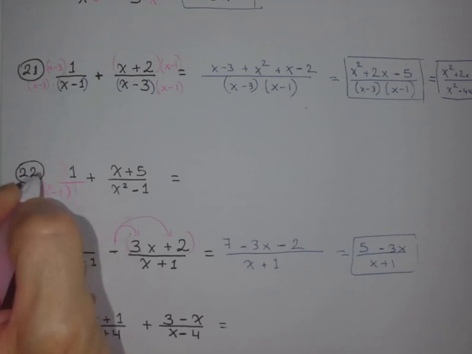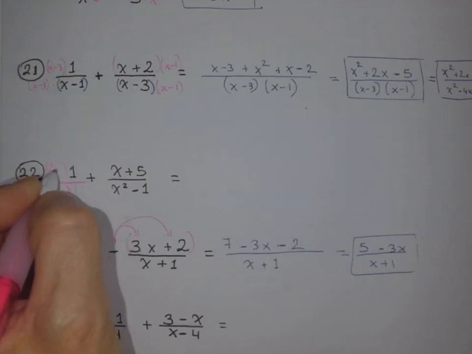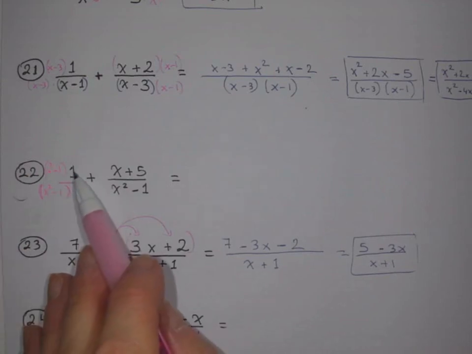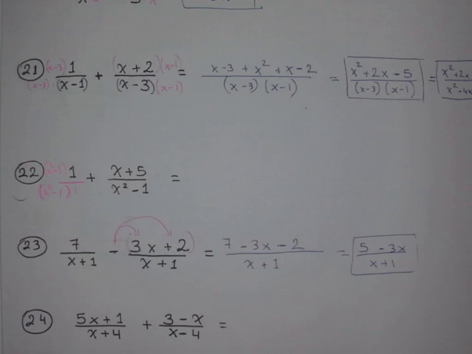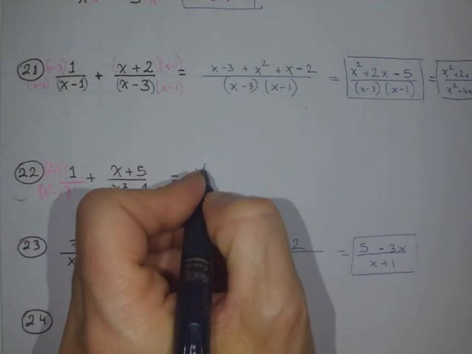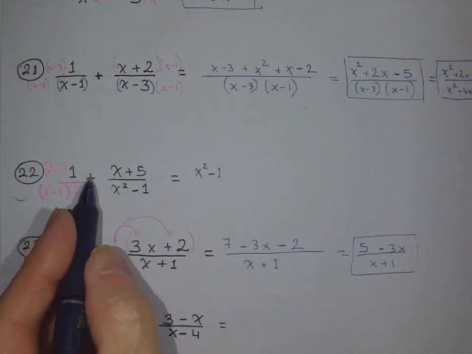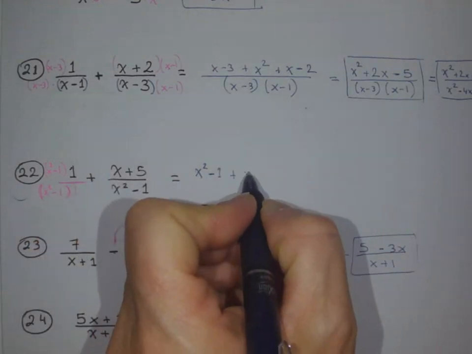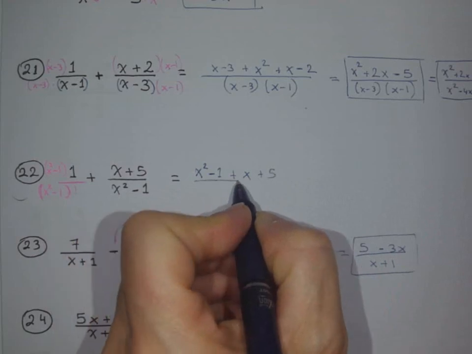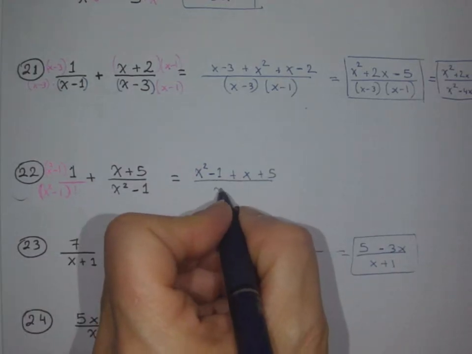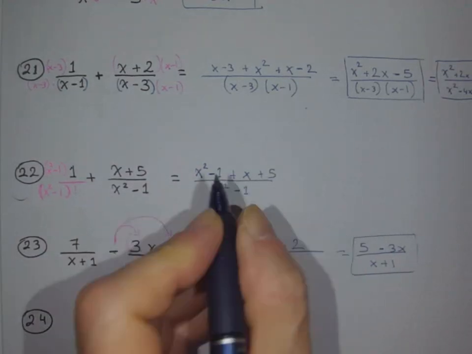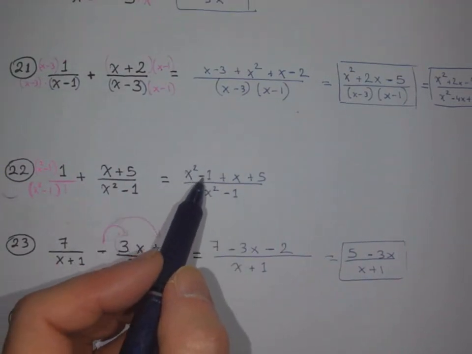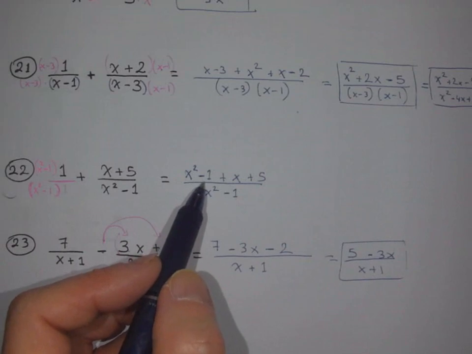And then I need to do the same in the numerator, x squared minus 1. And so 1 times x squared minus 1 is just going to be x squared minus 1. That's a plus, so plus x plus 5 over my common denominator of x squared minus 1. Now don't go ahead and cancel those, right? You can't do that because they are not tied by multiplication. We can only cancel if we are tied by multiplication.